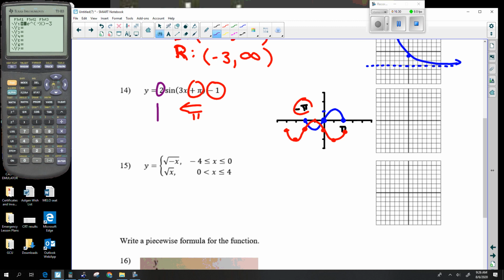The 2 outside is the amplitude. So instead of going to a max of 1 and a min of negative 1, those are multiplied by 2. So it goes up 2 and down 2. The middle stays the same. So it gets taller.